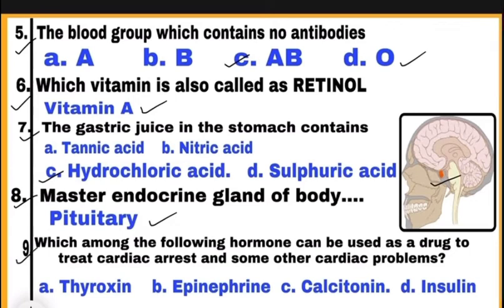Question number 9. Which among the following hormones can be used as a drug to treat cardiac arrest and some other cardiac problems? It is epinephrine, also known as adrenaline, which is used to treat a number of conditions including cardiac arrest, asthma and anaphylaxis, etc.